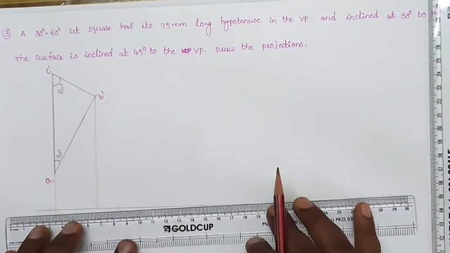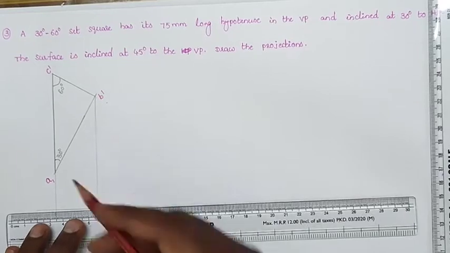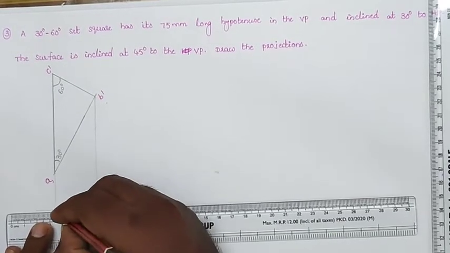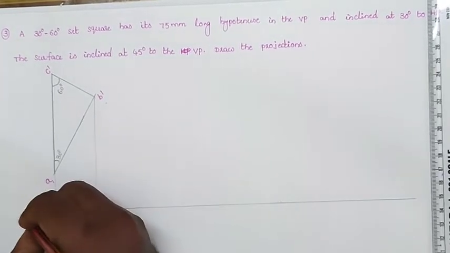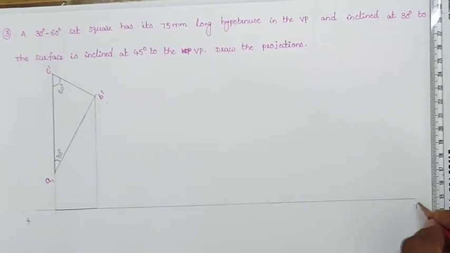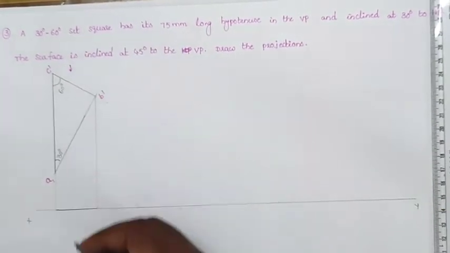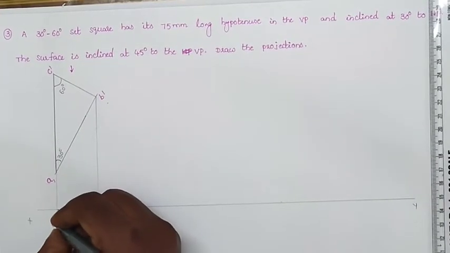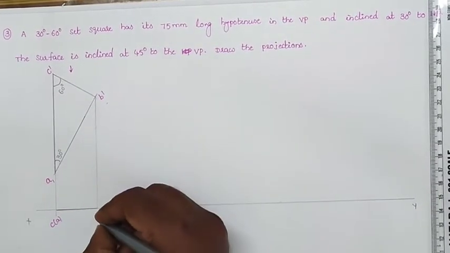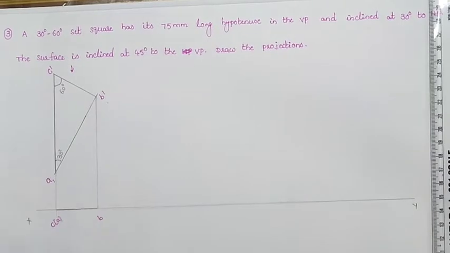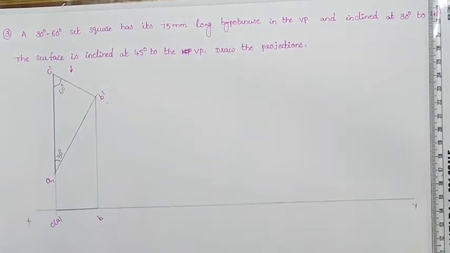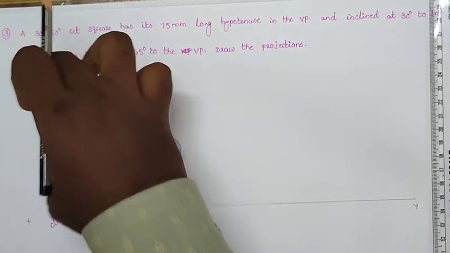and draw the top view as a straight line. This is the direction of the top view. So C, A, and this is B point. Next we will go to the surface inclination. The surface is inclined 45 degrees to the VP. So which surface? C dash and A dash.